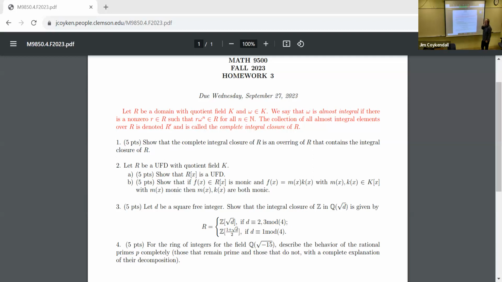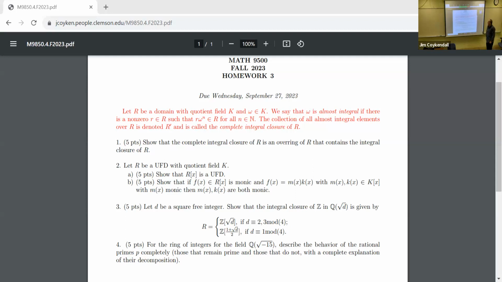Number one, show the complete integral closure of R is an overring of R. That's obvious enough because it's all from K. That contains the integral closure. So in particular, every element that's integral is almost integral. They named that one right.